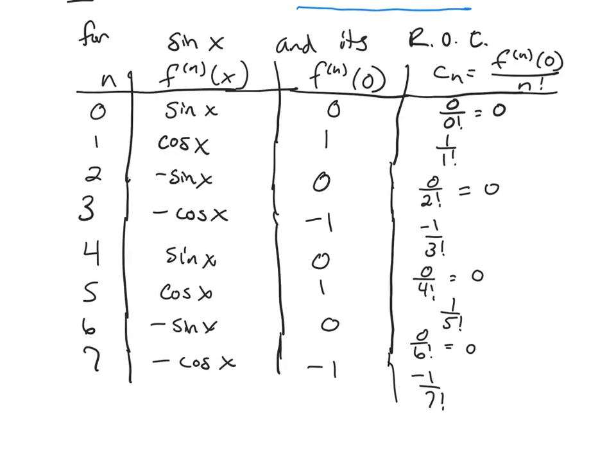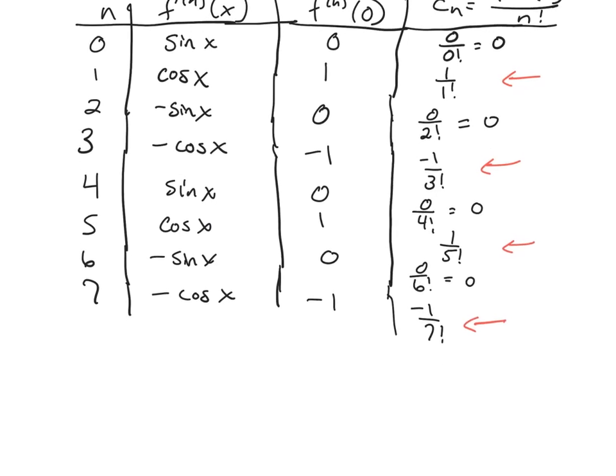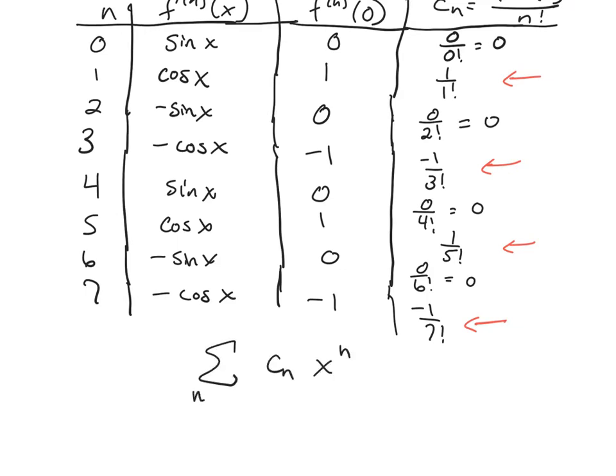So we have this big table, but let me highlight for you which ones are not 0. This one, this one, this one, and this one. So every other term is 0 and every other term is not 0. Okay. So these are our coefficients. So let's go ahead and write down the pattern for our Maclaurin series. The formula is Cn x to the n.